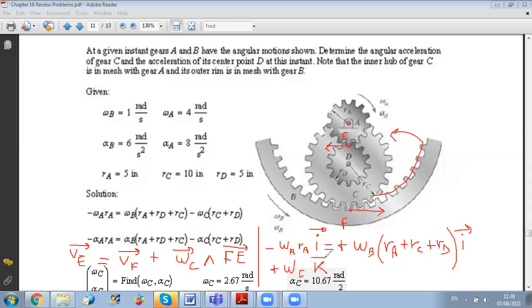vectorial Fe. Now concerning vector Fe, this is vector Fe, it's along positive J, and it's equal in magnitude to RC plus RD. So it's vectorial RC plus RD along J.